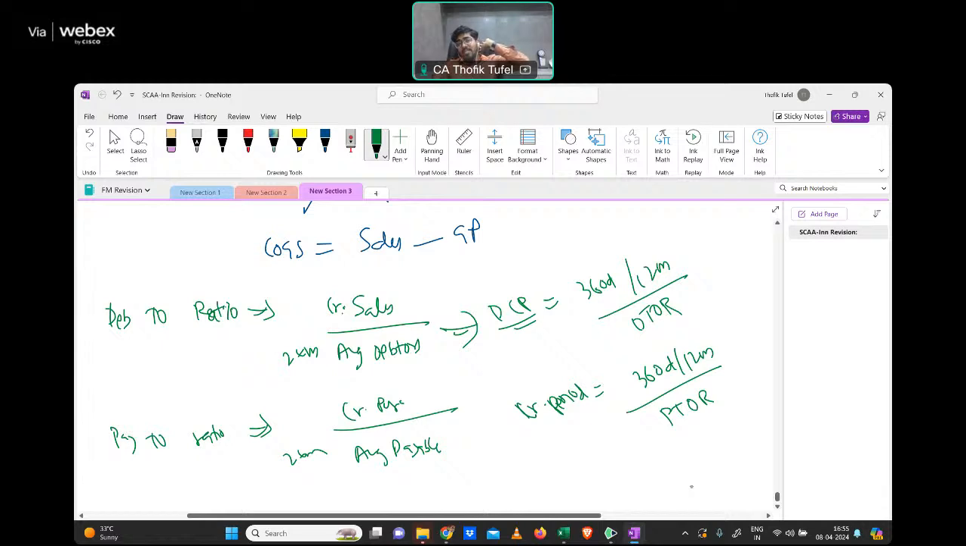Similarly, if 5 times is my debtors turnover ratio, then 12 divided by 5 gives 2.4, which is 2.4 months. So that is how you have to analyze. Debtors turnover ratio is credit sales divided by average debtors. Payables turnover ratio is credit purchases divided by average payables.